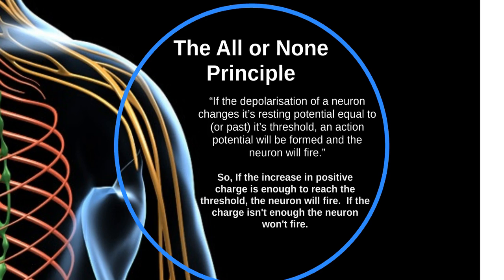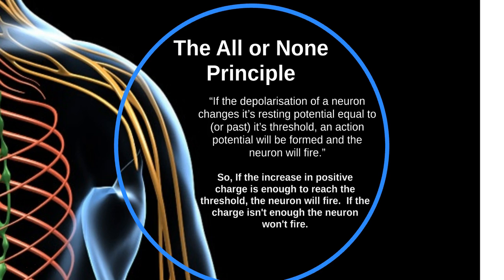All right, a key sentence on this one here, the all or none principle, you need to be aware of this. It looks a little tricky, this quote, and we will be writing down some of this quote on our mock questions in a moment, but we now know some word substitution that we can use to make this quote easier. If the depolarization, think positive charge, if the positive charge of a neuron changes its resting potential, which was negative 70 millivolts, equal to or past its threshold, which is about negative 55 millivolts, then an action potential, new piece of electricity, will be formed and the neuron will fire.